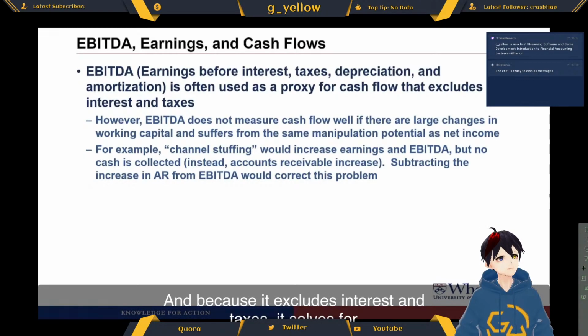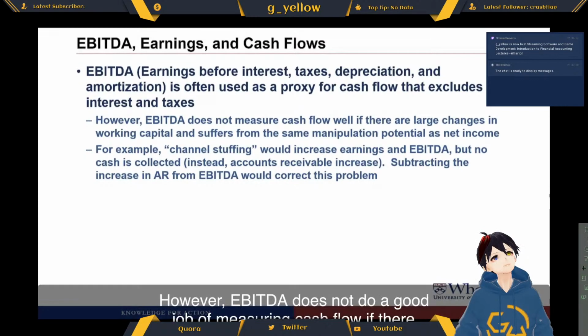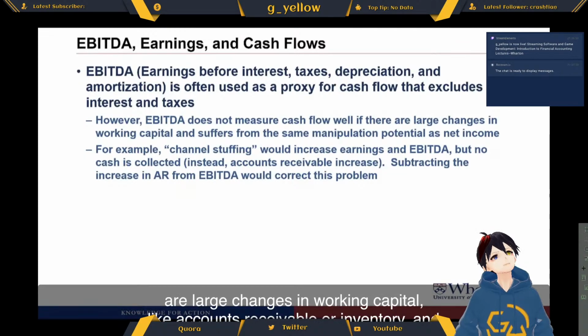And because it excludes interest and taxes, it solves for that problem that we talked about on the last slide. However, EBITDA does not do a good job of measuring cash flow if there are large changes in working capital like accounts receivable or inventory. And in fact, it suffers from the same manipulation potential as net income.